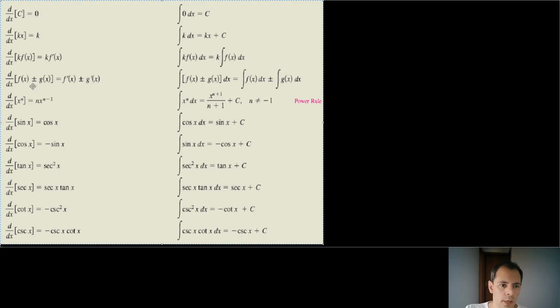Okay, so you see here the derivative of kx, everything's with respect to x, okay? So dkx dx is going to be k. Over here, you integrate k, you get kx plus c. You can see that it's always the inverse. So k f of x becomes k f prime of x. Integrating that, you have k f of x. Differentiating f of x plus or minus g of x, you get f prime of x plus or minus g prime of x. Integrating that, you can integrate it separately just like you differentiated it. So you have the integral of f of x dx plus or minus the integral of g of x dx.